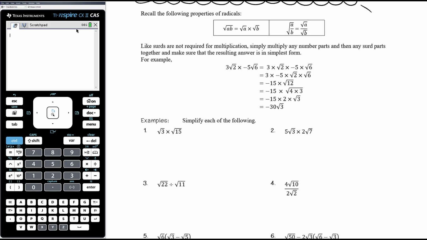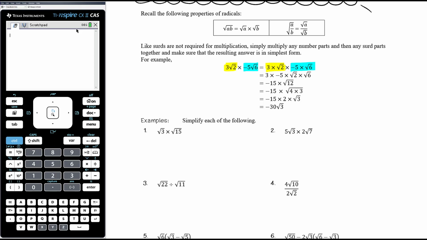So, as I said, like surds are not required for multiplication, nor are they required for division. We simply multiply any number parts and then any surd parts. So if we're doing something like 3 root 2 times negative 5 root 6, don't forget that 3 root 2 is 3 times root 2. Okay, so 3 root 2 means 3 times root 2. And negative 5 root 6 means negative 5 times root 6.